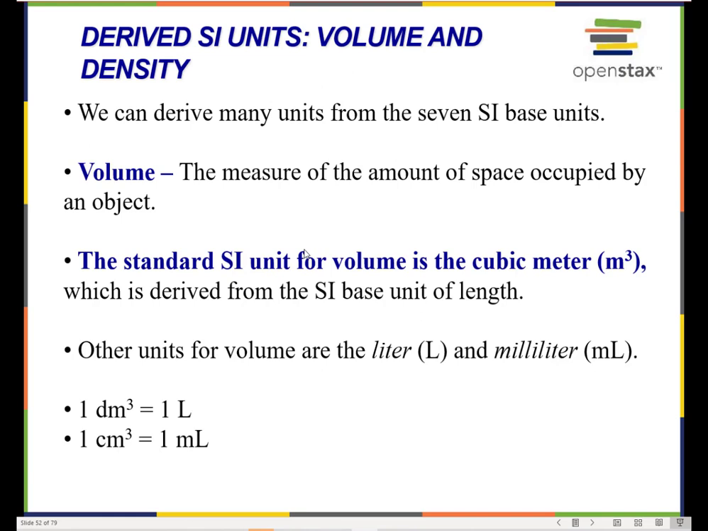Okay, so there are these standard units, and then there are what we call derived units, so that we can talk about certain properties using combinations of these units. Volume is the measure of the amount of space occupied by an object, and we can generally describe volume using a cubic meter, which is a meter times a meter times a meter, so length, width, and height. We can also talk about volume using other units like a cubic decimeter or a cubic centimeter.